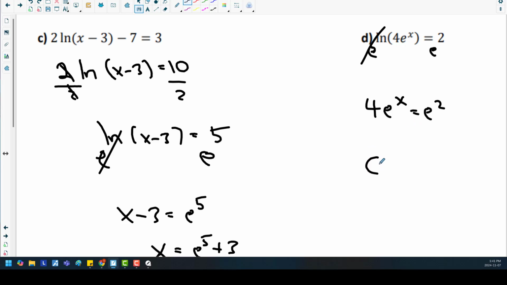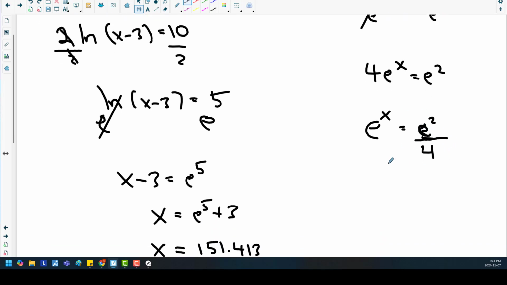Well, what if I did e to the x is equal to e to the 2 divided by 4? If you haven't figured out, e to the 2 over 4, that's just a number. Sorry, my e looks a little wonky. At this point, this is just a number. e squared over 4, it's some number, which you can figure out very easily. But my variable is in the exponent. And for me to get it out of the exponent is to take the ln of both sides.